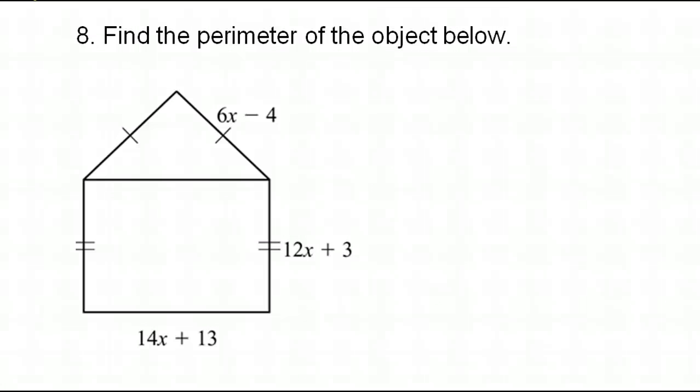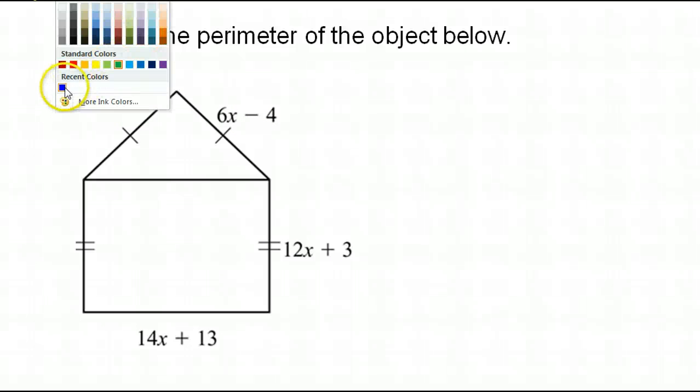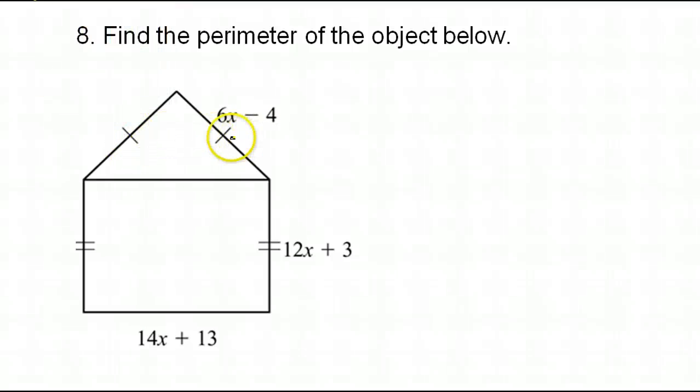These are mind-blowing problems. Now, find the perimeter of the object below. Okay, that's not so mind-blowing. So the perimeter is just the sum of all the borders on the outside. You'll notice that these marks right here mean these two sides are congruent. So they should be the same length.